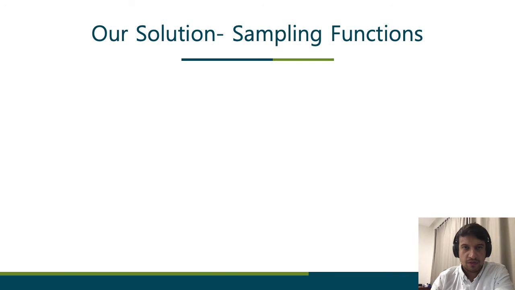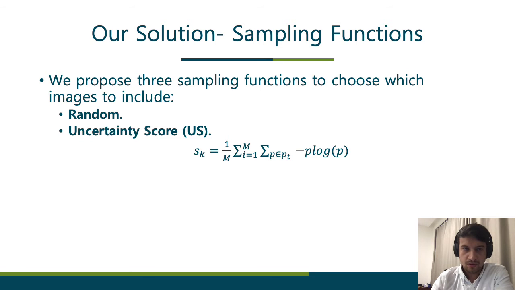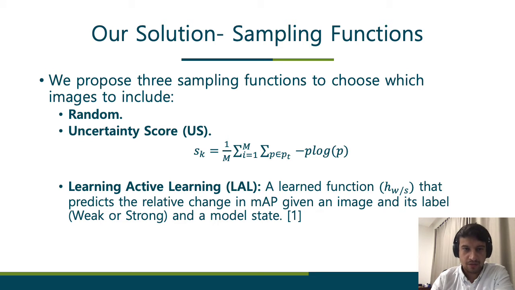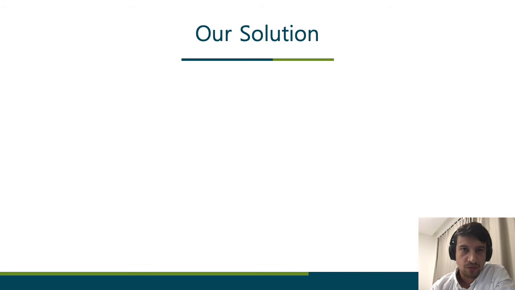To pick the images that we are going to annotate at each step, we're going to study three sampling functions: random, percentage score, and learning active learning, or LAL. For our final solution, we're going to decide what to do with each image based on an optimization policy.